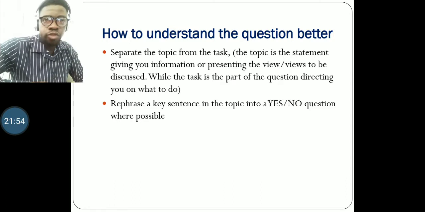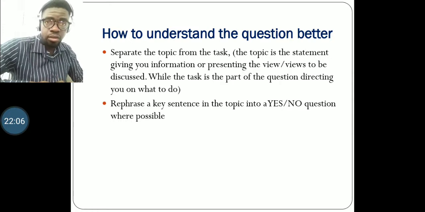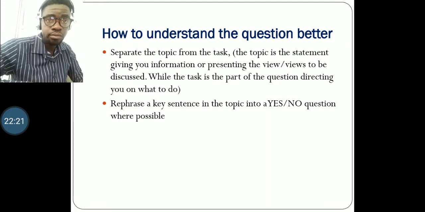This is what you can do to help you understand the question. Remember, the question has two parts. The first part is the topic. The topic is that portion of the question that is giving you background information. Then the task is that portion which is giving you instruction on what you must do. All right. So first, separate the question topic from the question task.